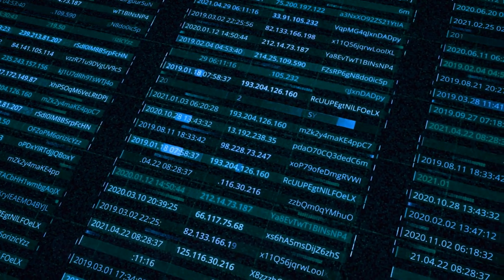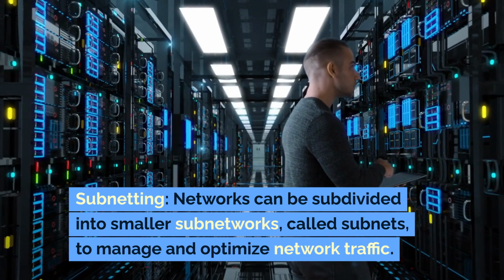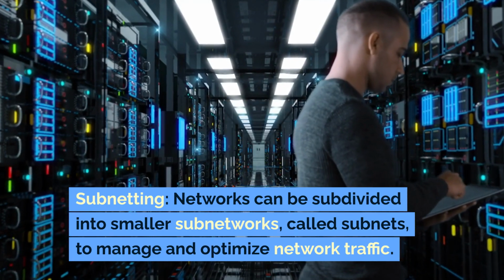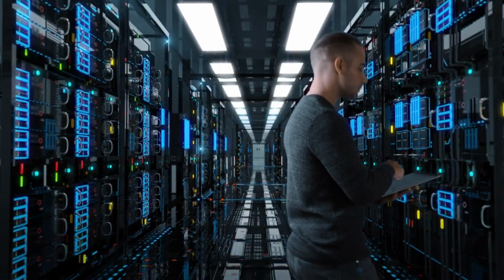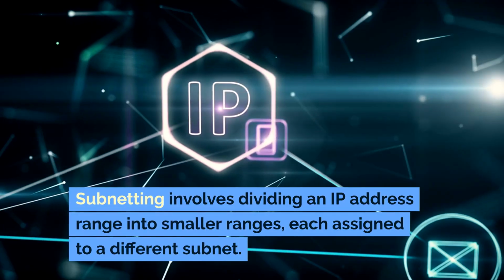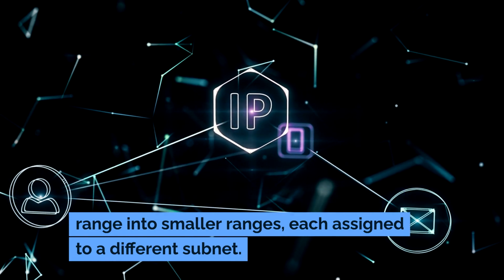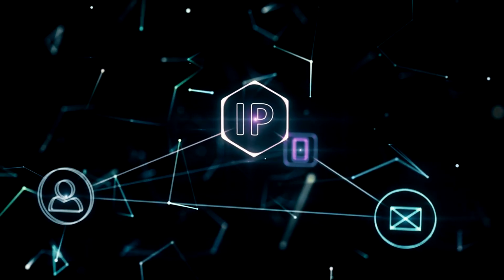Subnetting. Networks can be subdivided into smaller subnetworks, called subnets, to manage and optimize network traffic. Subnetting involves dividing an IP address range into smaller ranges, each assigned to a different subnet.